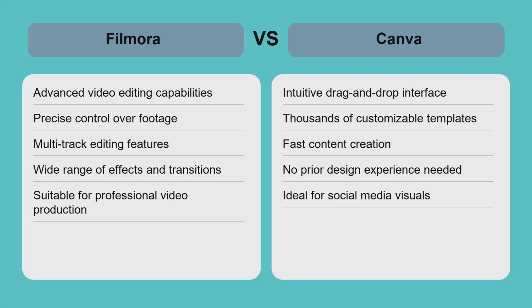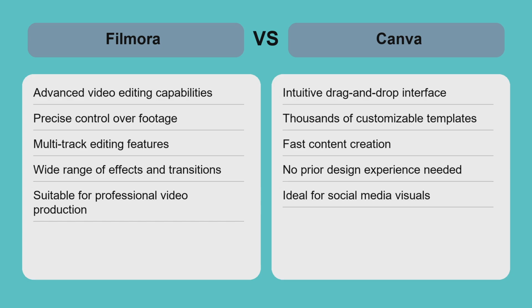Filmora and Canva cater to different creative needs. Filmora excels in detailed video editing with advanced tools that allow precise control over footage, making it suitable for longer videos and complex projects. Canva, on the other hand, shines in quick graphic design and lightweight video content, offering an easy-to-use platform with ready-made templates ideal for social media and marketing visuals.